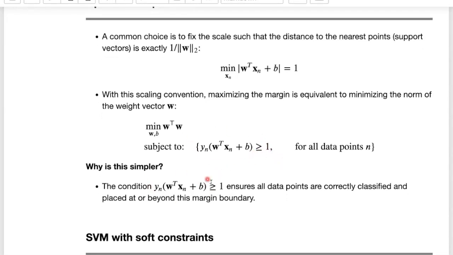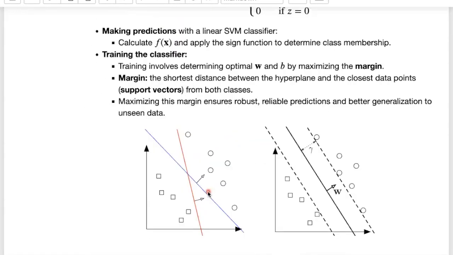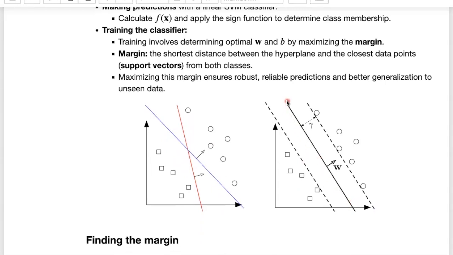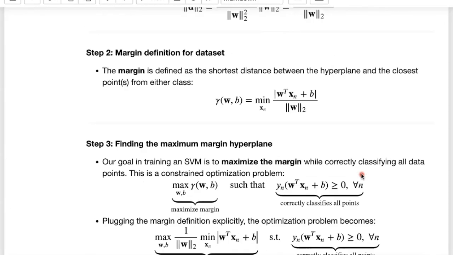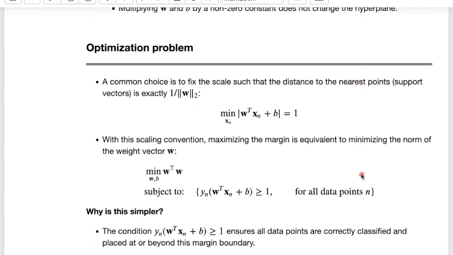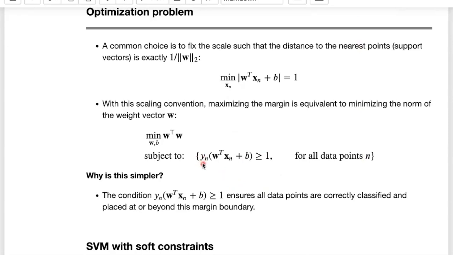And this ensures that everything is correctly classified and outside of the street. Think about it this way: this is the line w transpose xn plus b equal to 0, and then we have 1 on one side and negative 1 on the other. Everything should be outside of this street. That's exactly the interpretation of this formula, depending on whether yn is positive or negative. So everything is pushed out of this street.